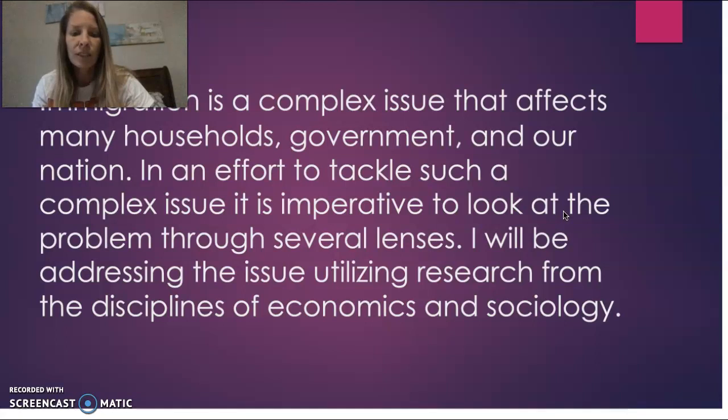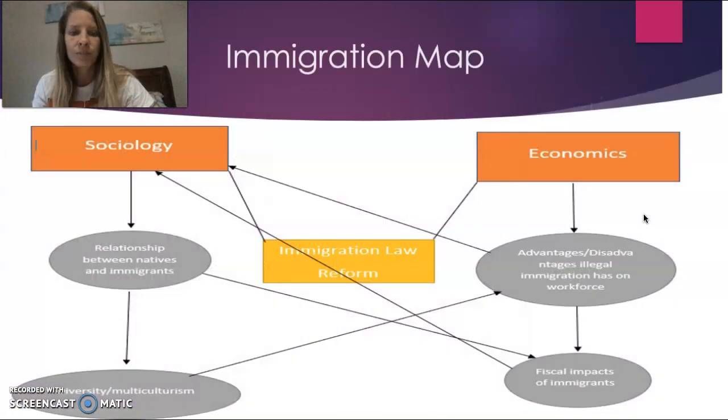I will be addressing the issue utilizing research from the disciplines of economics and sociology. I've included an immigration map just to show the subtopics under sociology as well as economics. As you can see from all the various lines on this map, these topics all correlate together in one way or another. They may be affected by each other, or they just may be intertwined in various ways.